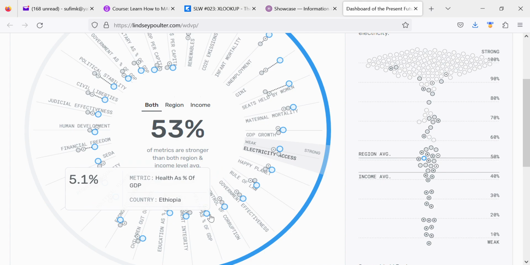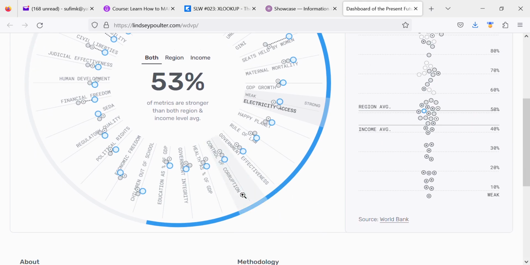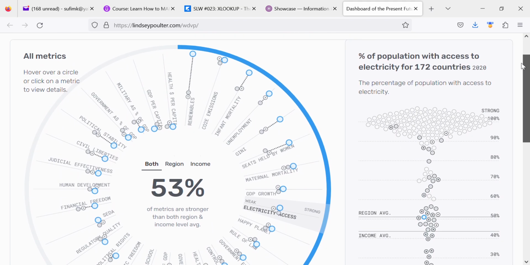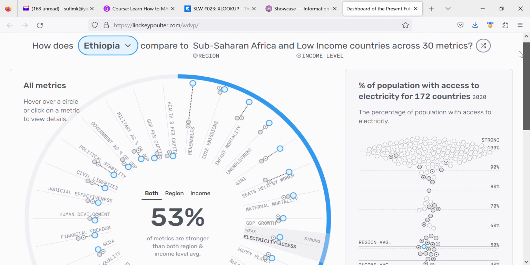Health as percentage of GDP is 5.1%. Government integrity is 33.2, and education as percentage of GDP is 5.1. Those are the strong values compared to the region, Sub-Saharan African countries, and low-income countries.